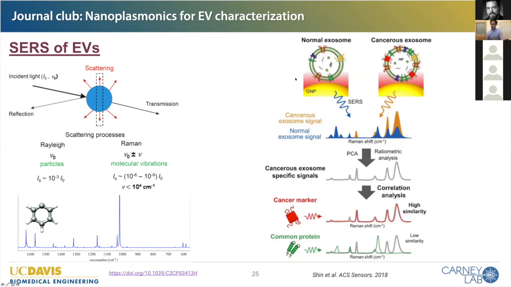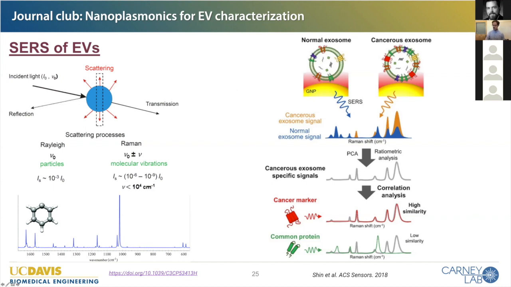You can functionalize these plasmonic materials with antibody or affinity reagents to capture EVs, and then just do normal SERS looking for peaks in general, not necessarily tumor-specific ones, or some combination of that, pull down and then look at the full Raman. Okay, so that's the end of the didactic portion of the talk.